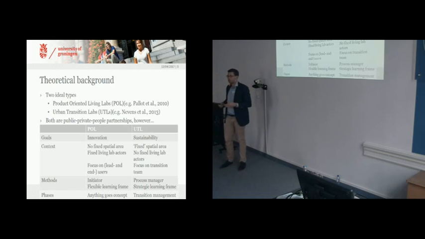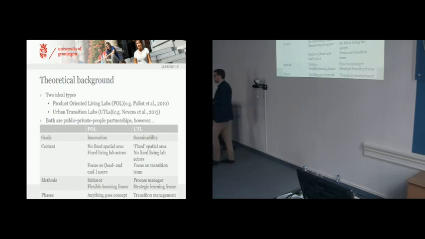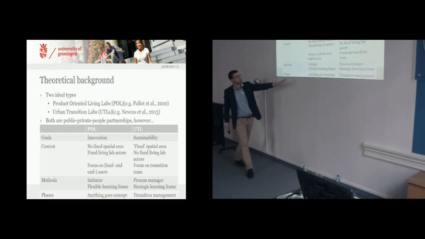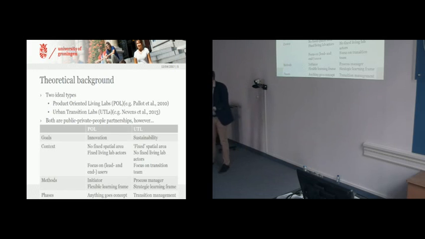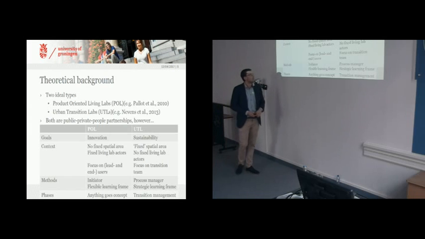The urban transition labs follow the transition management school approach. So they're really dealing with inducing a transition, a fundamental process of societal change, as I think we probably all know. And crucial is that both are public-private-people partnerships. However, they differ in their goals, in their context, in their methods, and in their phasing. So this anything-goes concept is very explicit in the POLs. They do whatever they please without thinking ex ante about the phasing in which they want to do it. Whereas in the UTLs, this is very fixed.